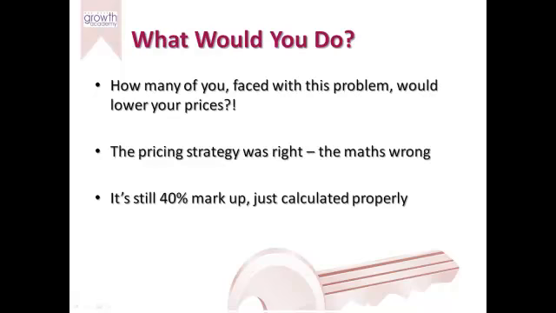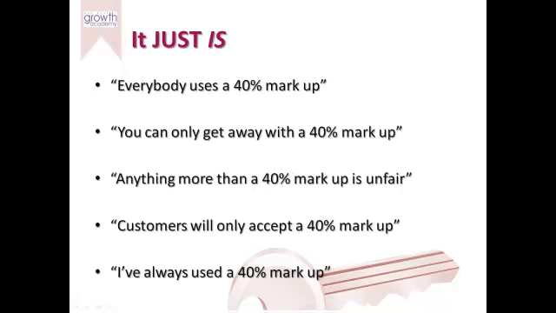Okay, so how many of you, faced with this problem, would actually start to lower your prices? You'd actually look at the calculations, say it can't possibly be right, so I'm going to have to reduce my prices. Okay, I've seen business owners do this countless times. Their strategy was right. They were using markup, the most common strategy the world over. It's not just the UK economy, the world over. We were just not very good at maths. We just didn't do our accounting properly. And why should we? We're a builder, not an accountant, so we don't know. Now we do know. We're still using 40% markup. We've just calculated it properly.